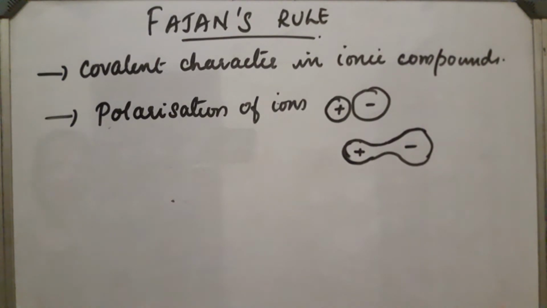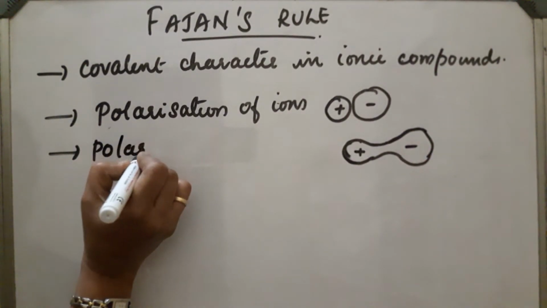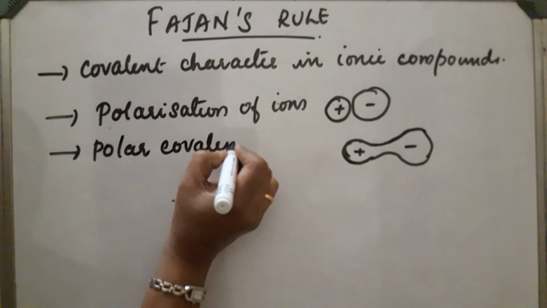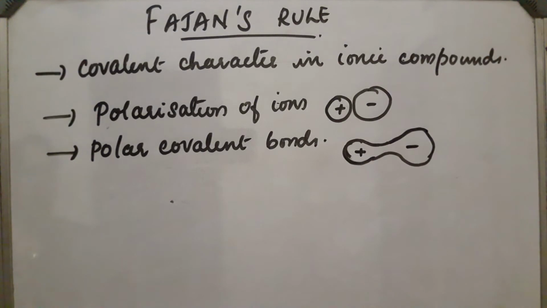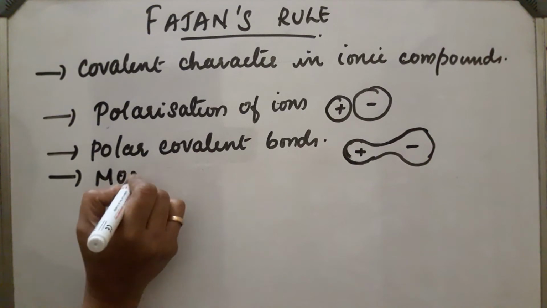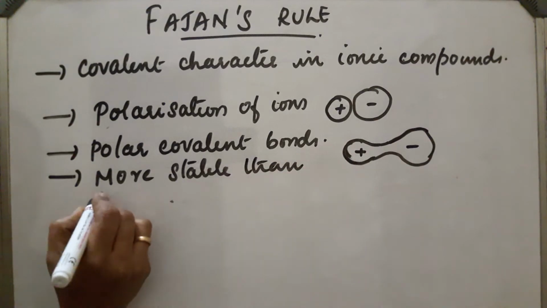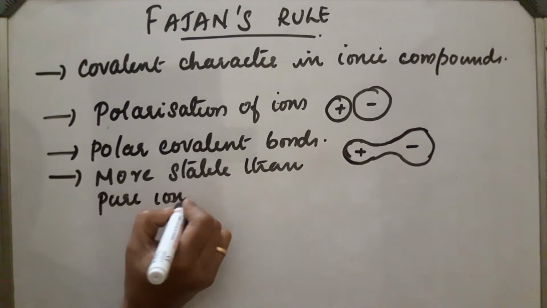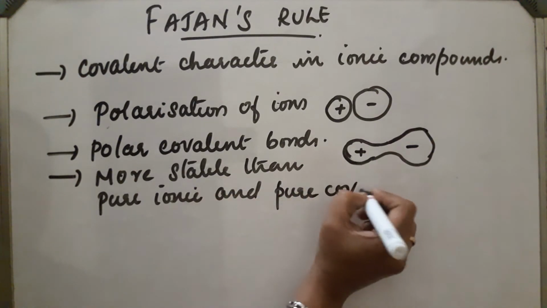As a result, a large degree of charge separation also takes place, and this type of bond is known as polar covalent bond. These polar covalent bonds are more stable than pure ionic and pure covalent bonds.